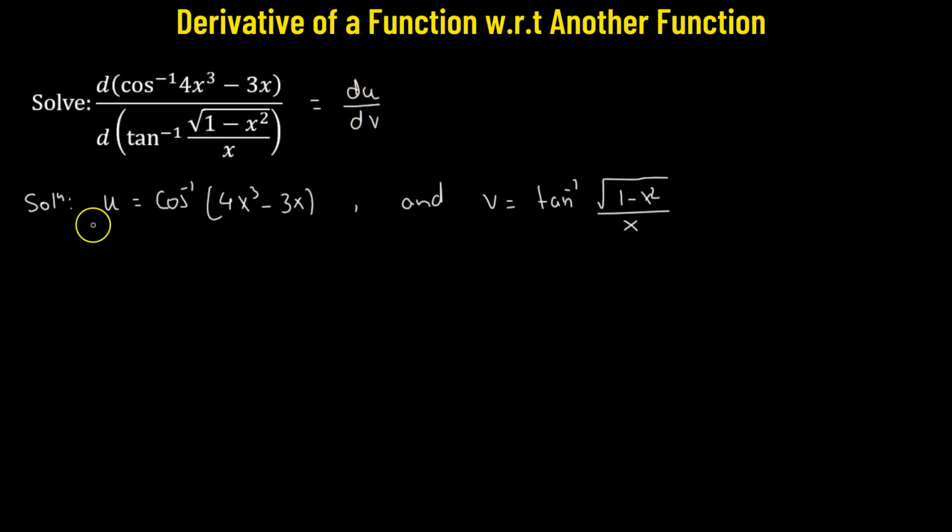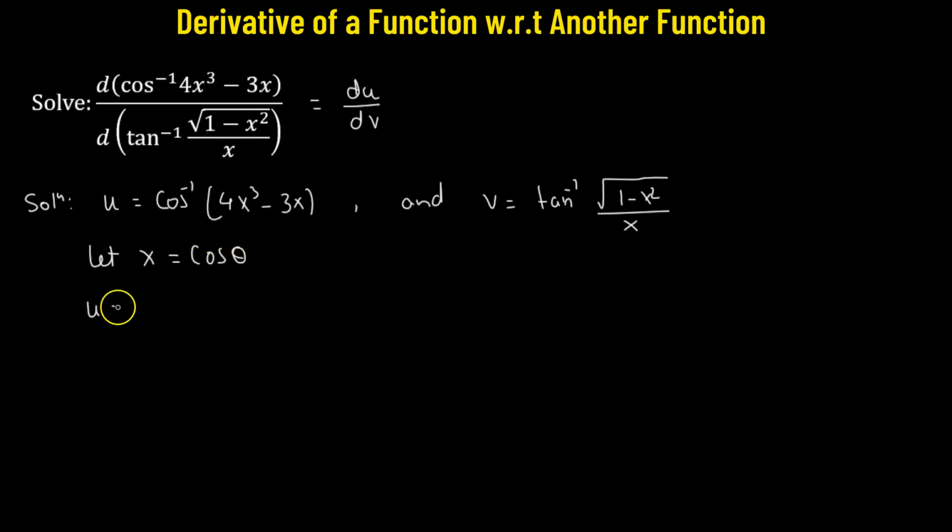But to do that, we will need the derivative of u with respect to x as well as the derivative of v with respect to x. But before finding the derivative, let's simplify the expression on the right side of u by making a trigonometric substitution. So here we're going to make a substitution. Let's say x is equal to cosine of theta.